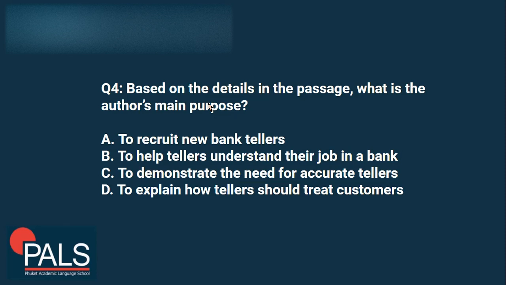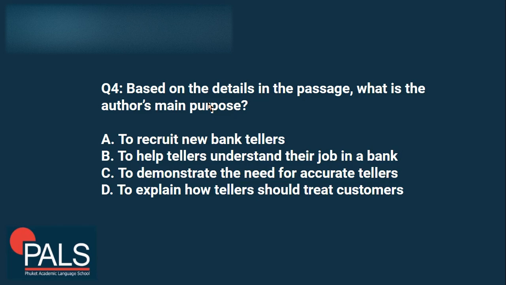The training manual provides examples of interactions between teller and customer and gives reasons, right? So you see that it's focused on the customer satisfaction. And it explains why certain behaviors are important. And also, the writer's main purpose is to explain how tellers should treat the customer. So the answer here is letter D.